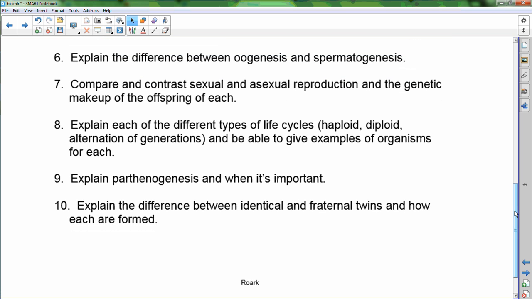All right, number 7 says compare and contrast sexual and asexual reproduction and the genetic makeup of the offspring of each. So remember, in sexual reproduction, you have to have gamete production and fertilization. In asexual reproduction, the organism basically makes a clone of itself.